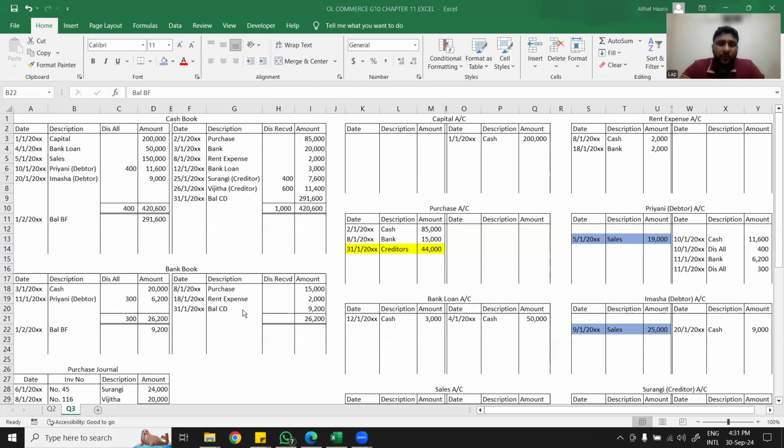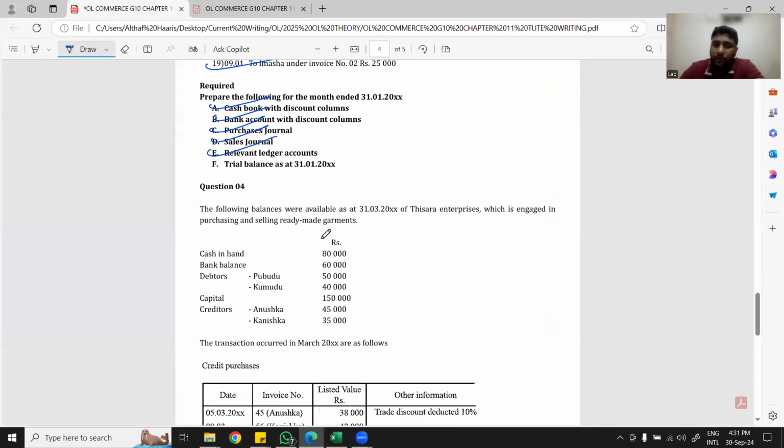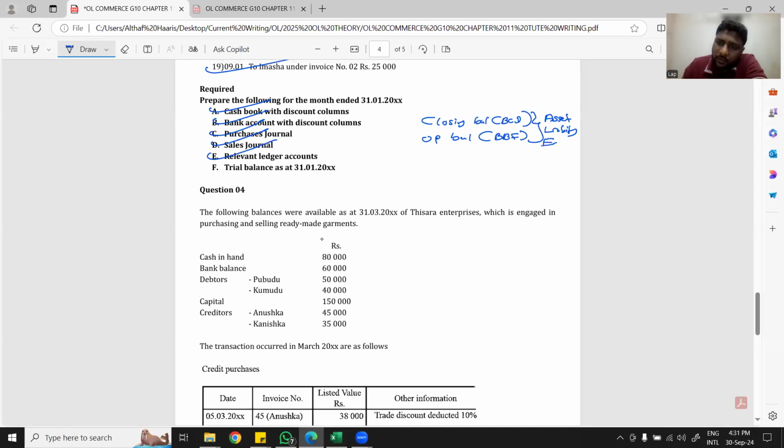So do remember, before this also I have told you, if you want, you can write this one somewhere, in case you forget. Closing balance, which is the BCD, and opening balance, which is the BBF, are there only for asset, liability, and equity accounts. Income and expenses will not have BCD, BBF, because with that it is over.